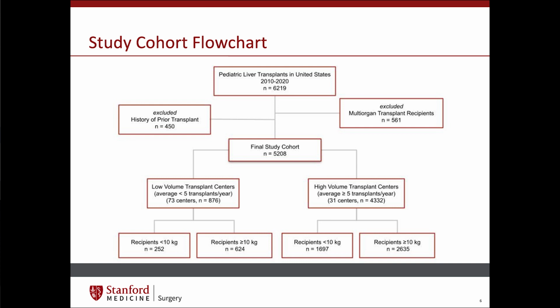83% of these patients were transplanted at 31 high-volume transplant centers, and 17% were transplanted at 73 low-volume transplant centers. High-volume centers transplanted recipients weighing less than 10 kilograms at a significantly higher rate than low-volume centers, at 39% versus 29%.